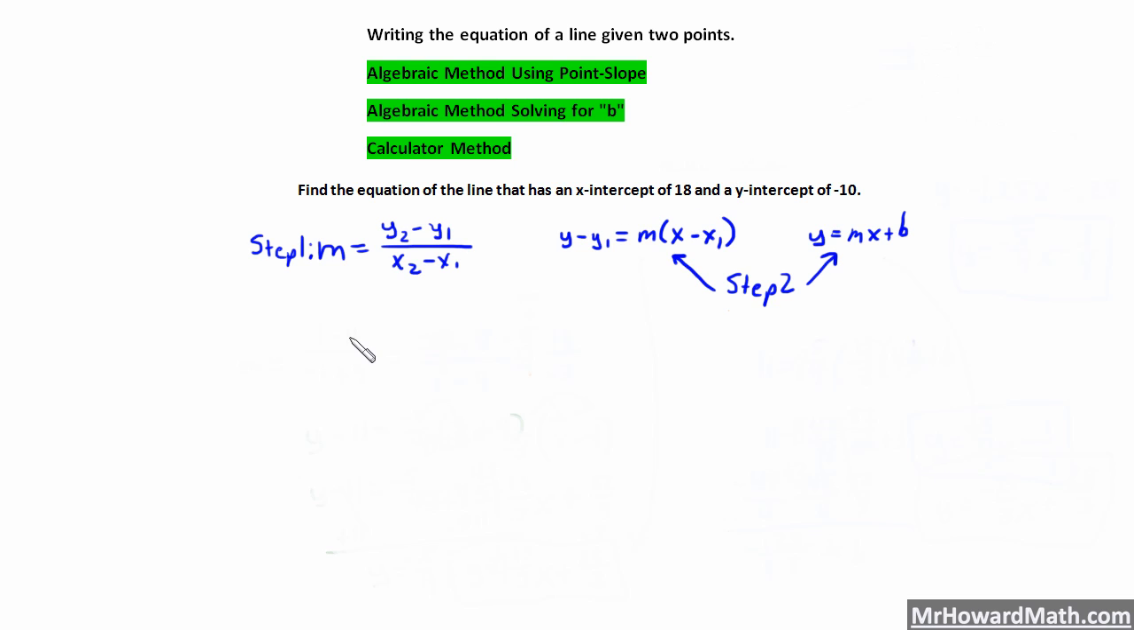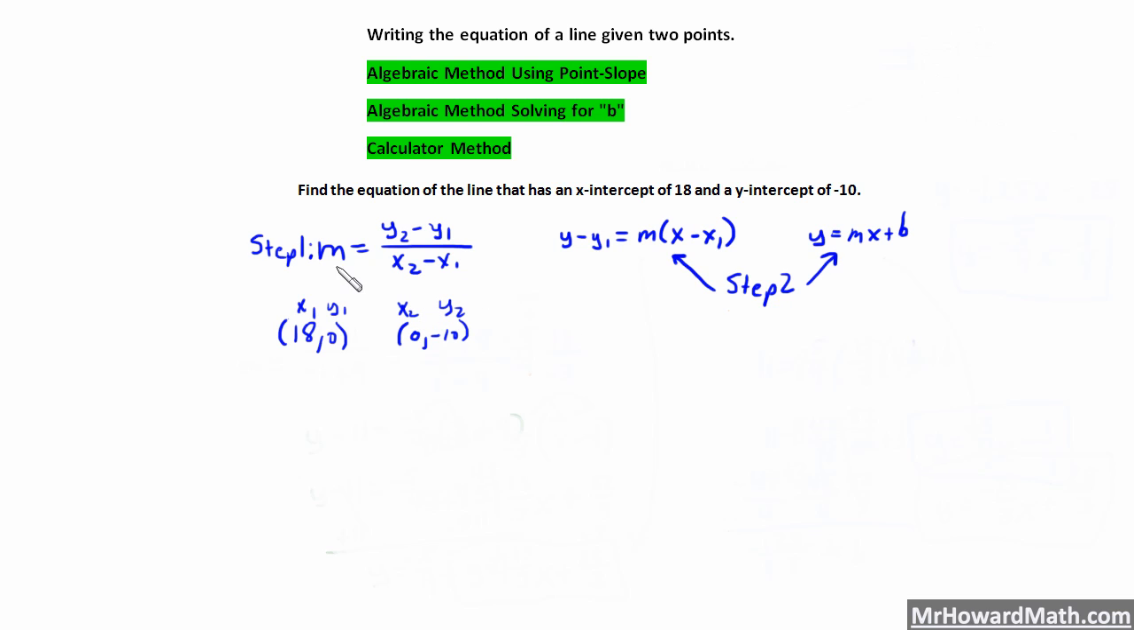So the x-intercept is going to be the point 18, 0. Remember that the x-intercept occurs when y is 0. The other point, point 2, is the y-intercept of negative 10. Y-intercept occurs when x is 0, so it's 0, negative 10. So all they've done is they've just given us 2 points. Just another way of giving us 2 points. So we have x2 and y2 here.